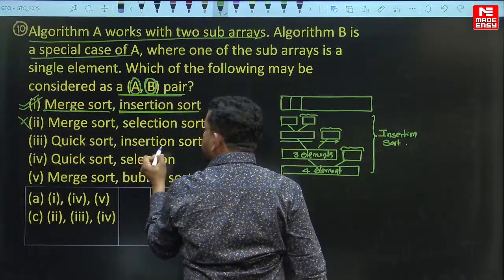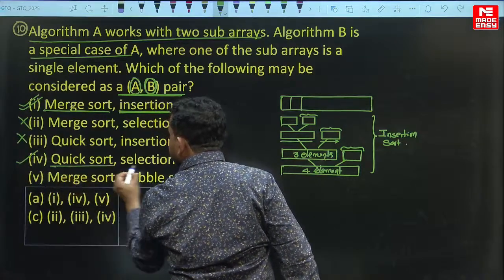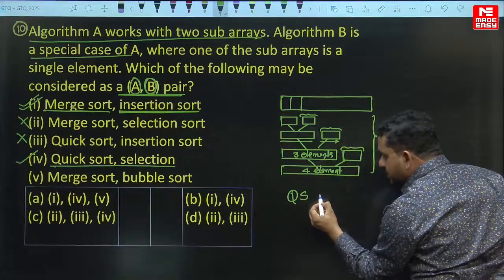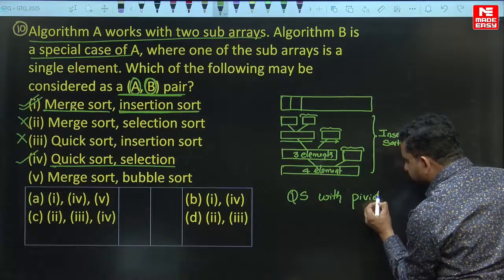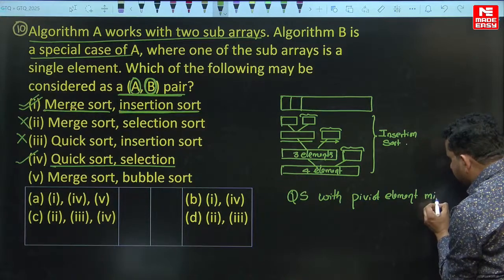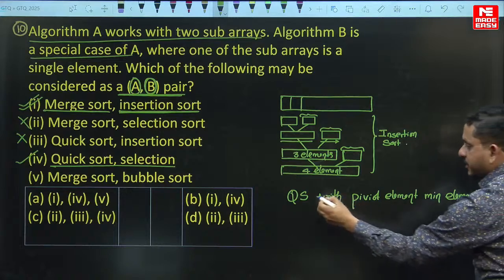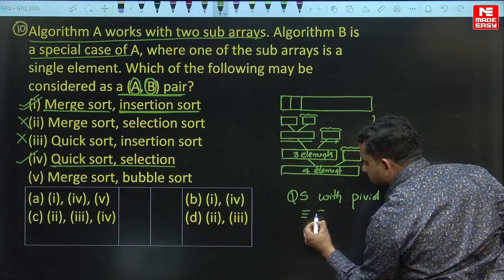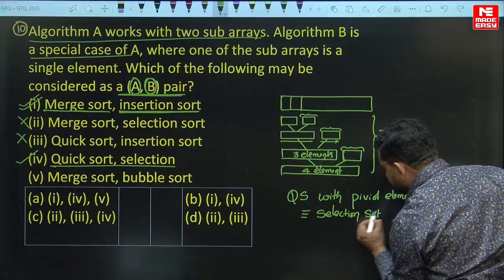Quick sort and insertion sort are also not similar, and quick sort and selection sort is a special case. For example, if you implement quick sort with the pivot element as the minimum element, choosing the minimum element as the pivot, then quicksort with the minimum element as pivot is equal to selection sort.